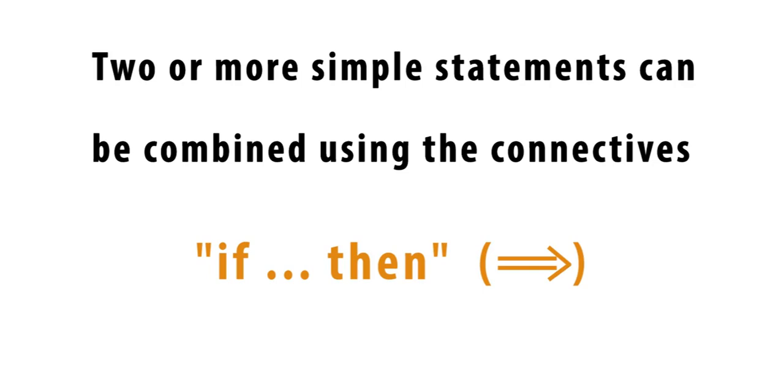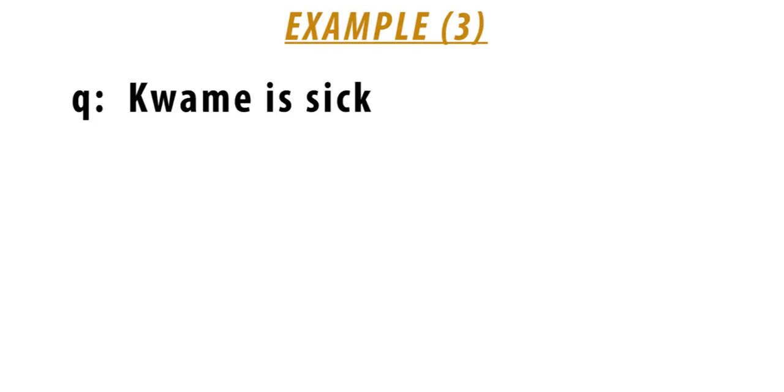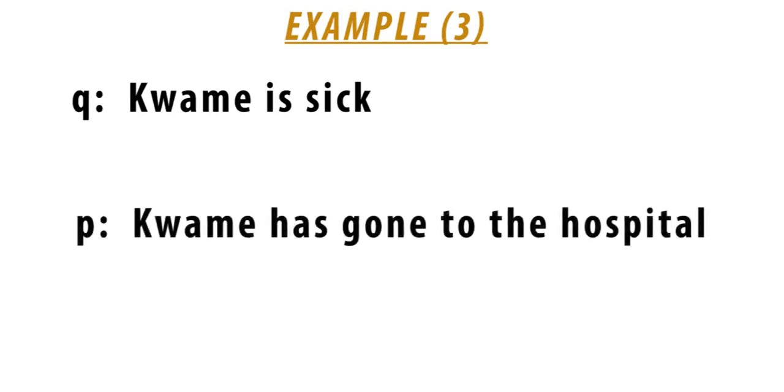Let us take a third example. Combine these two simple statements to form a single statement. So we have two simple statements. We want to combine them. The outcome will also be a statement, and it will be called a compound statement. Statement Q. Kwame is sick. Statement P. Kwame has gone to the hospital. We are to combine the two statements to form a compound statement. So here is the solution.